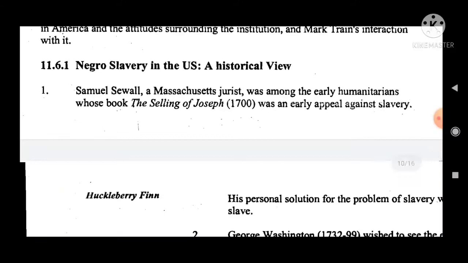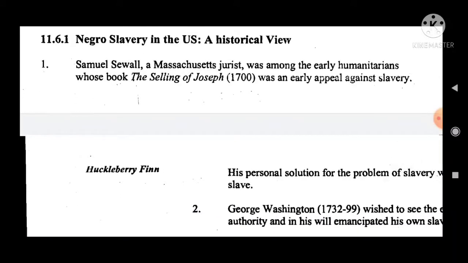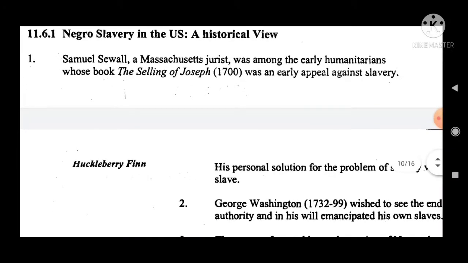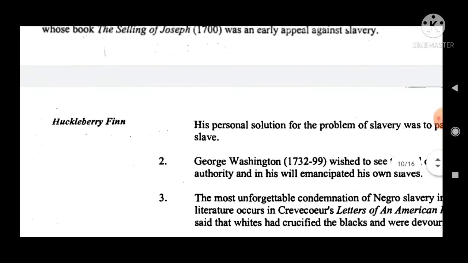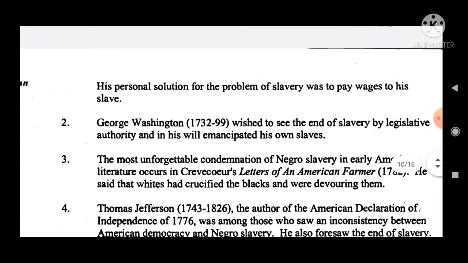The Negro slavery in the US, a historical view. Samuel Sewall, a Massachusetts jurist, was among the early humanitarians whose book The Selling of Joseph 1700 was an early appeal against slavery. His personal solution for the problem of slavery was to pay wages to his slave.